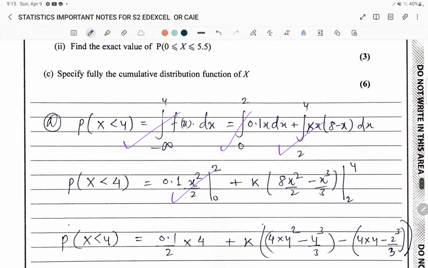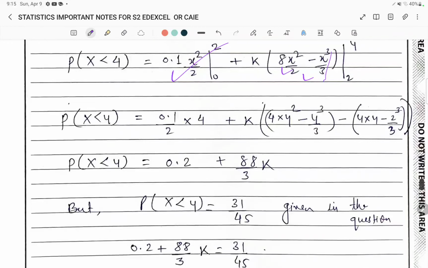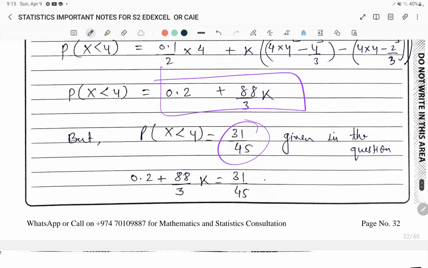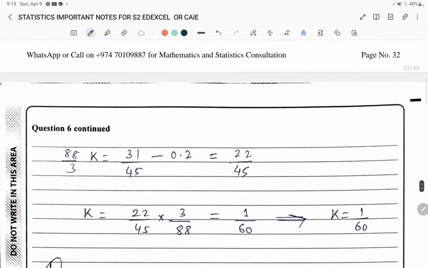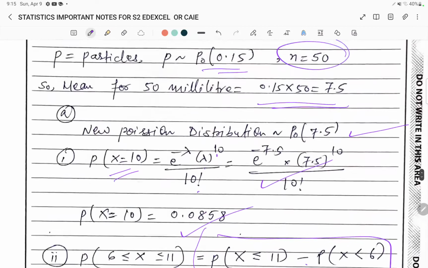So 0.1 x square over 2 and k outside, and 8x minus x square, which is 8x square over 2 minus x cube over 3. Just put all these values. I got P(x < 4) is this, and P(x < 4) is 31/45. Just equate and rearrange and calculate: k is equal to 1/60. Okay, so exact value.